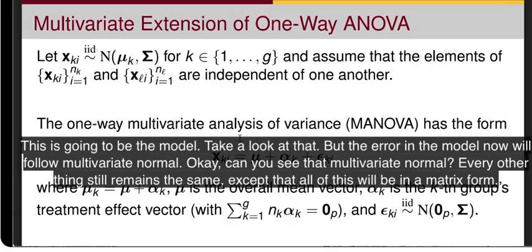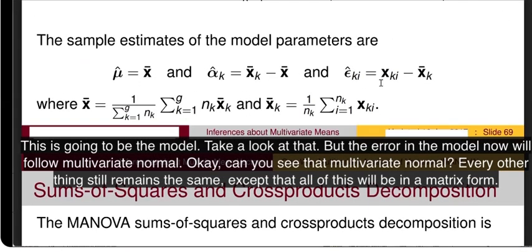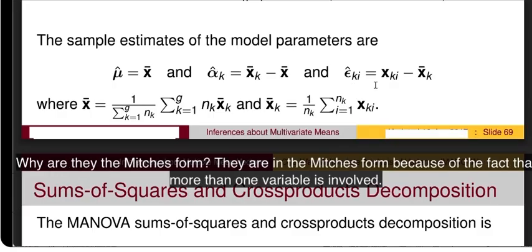This is still going to be the model. Take a look at that. But the error in the model now will follow multivariate normal. Can you see that? Multivariate normal. Every other thing still remains the same, except that all of this will be in matrix form. Why are they in matrix form? They are in matrix form because more than one variable is involved.